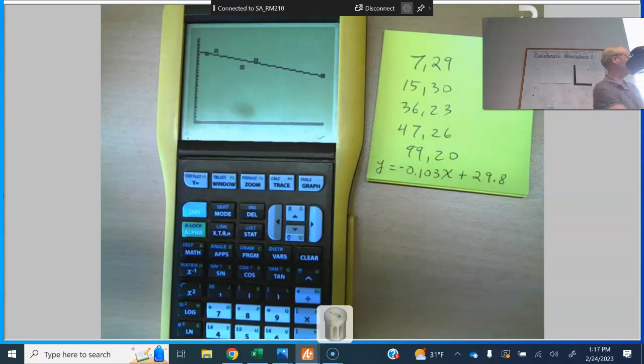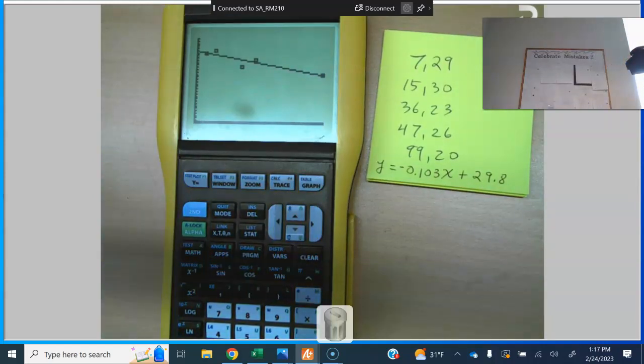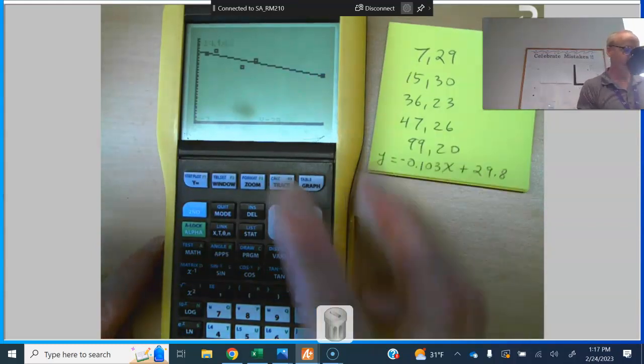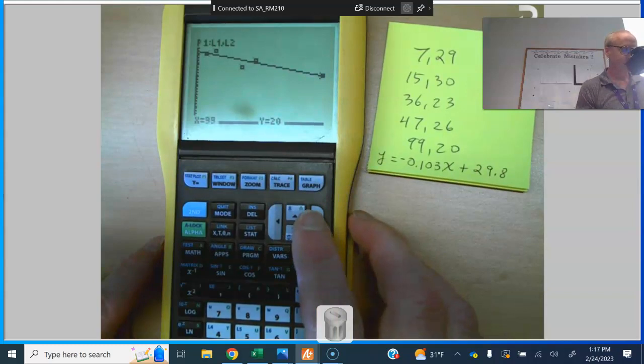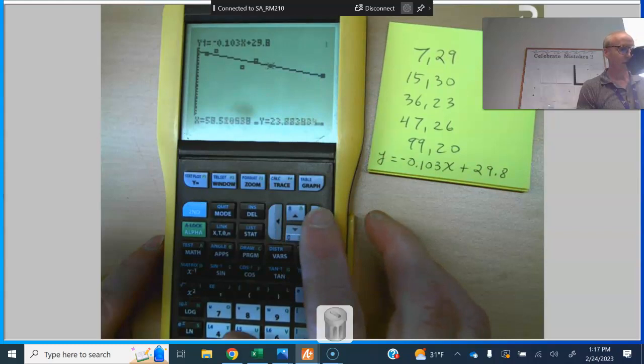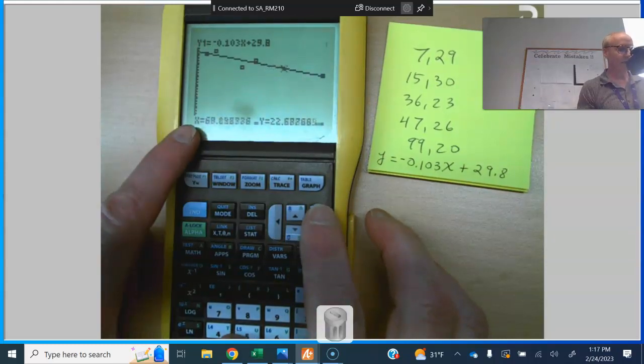Now, what this allows us to do is if I want to get somebody to have a drop, let's say, by the way, you can use trace on this thing. There it is. There we go. Here are some data points.